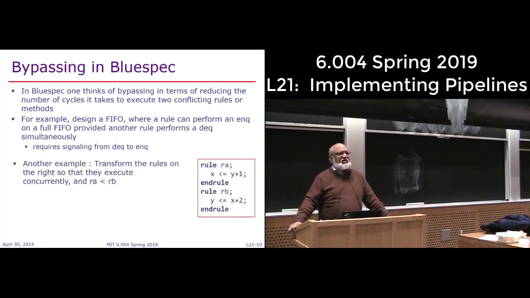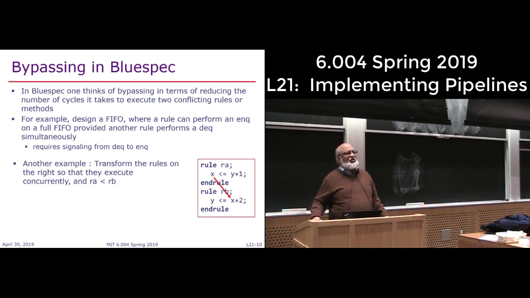Consider another situation. Let's quickly look at this rule. Rule RA says X gets Y plus 1, and rule RB says Y gets X plus 2. So this is the classic example of cycles. They're looking at each other, they conflict, right? You can't order them, so they have to be done one by one. And you can ask the same question, what can I do so that I can actually execute these rules in parallel?